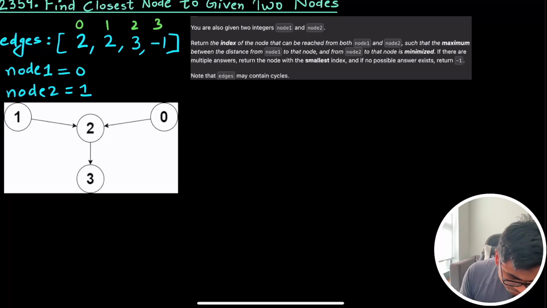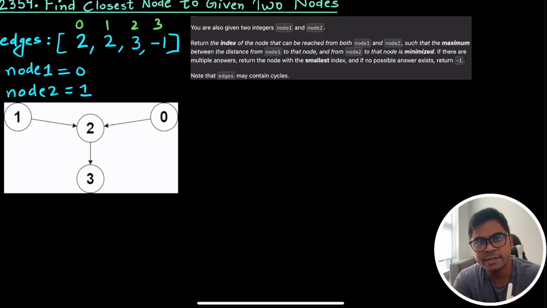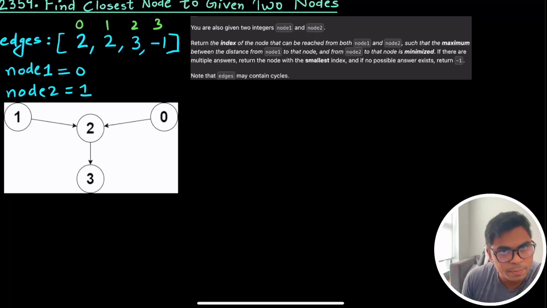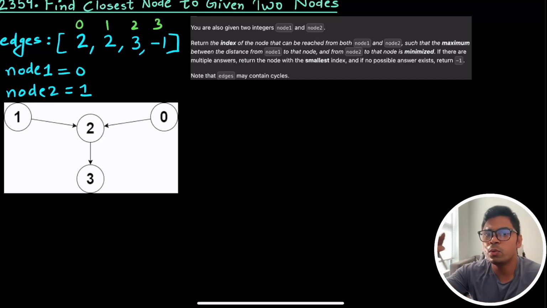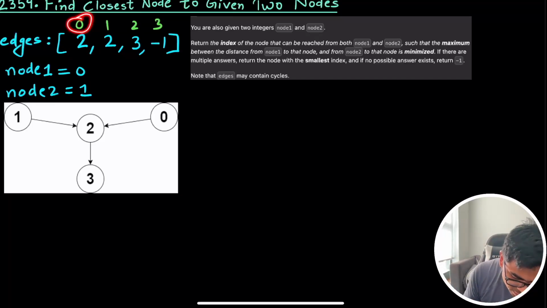Now, the graph has n number of nodes, and we are given edges, and at most there is only one outgoing edge. It's a directed graph, so there is only one outgoing edge from a node, but there could be multiple in degrees. In degrees means incoming edges. Just like 2 here has 2 incoming edges, but only one outgoing edge. So now this represents the outgoing edge to which node? So 0 has an outgoing edge to node 2.